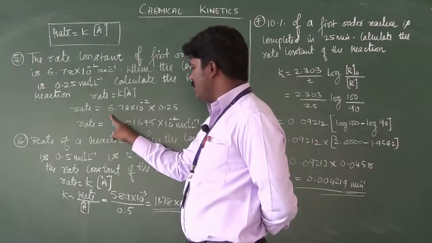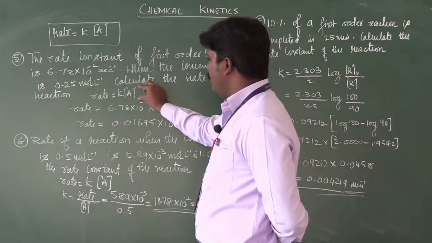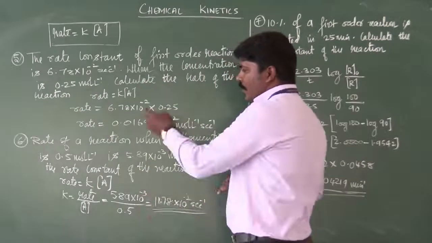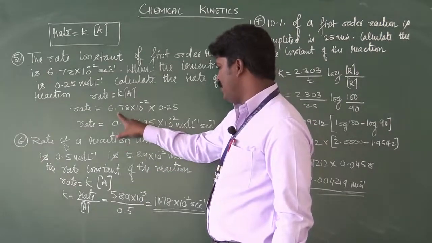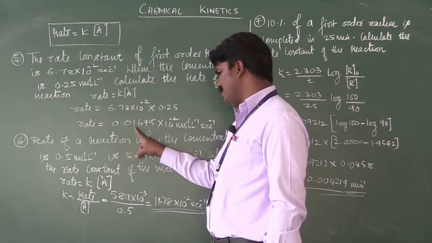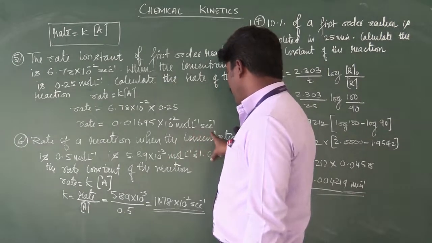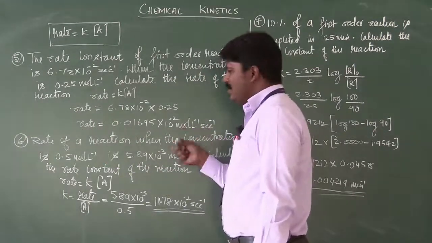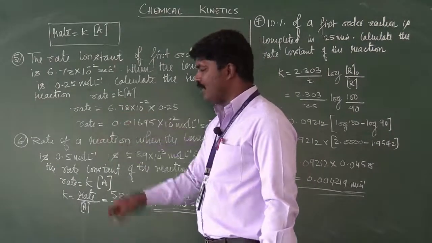So I have written here 6.78 into 10 to the power of -2 into the concentration of A, which is 0.25 mole per liter. Now, what is the rate? Now I multiply 6.78 into 0.25. I get the value 0.01695 into 10 to the power of -2 mole per liter per second. The rate is always expressed in mole per liter per second. So if I know the rate constant and the molar concentration, I can find the rate.